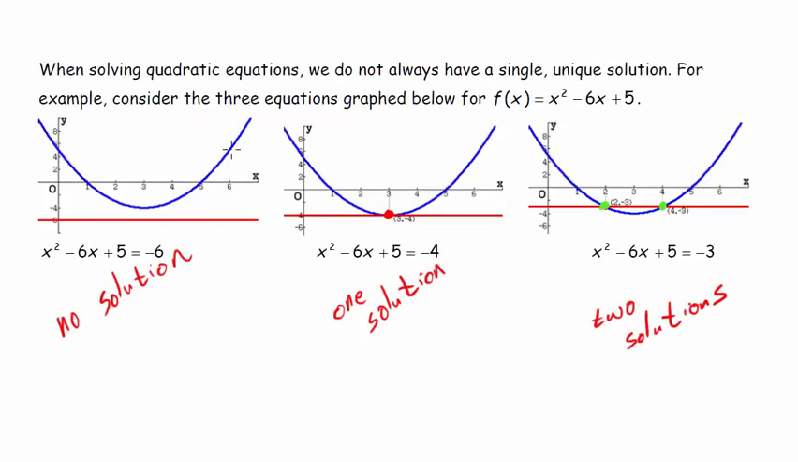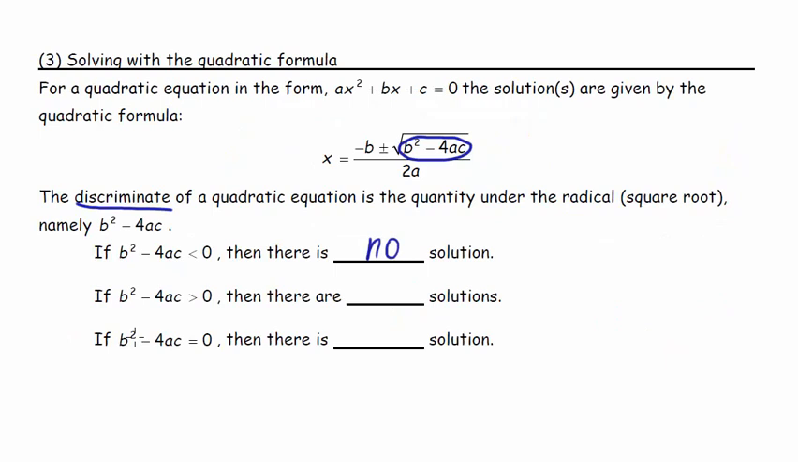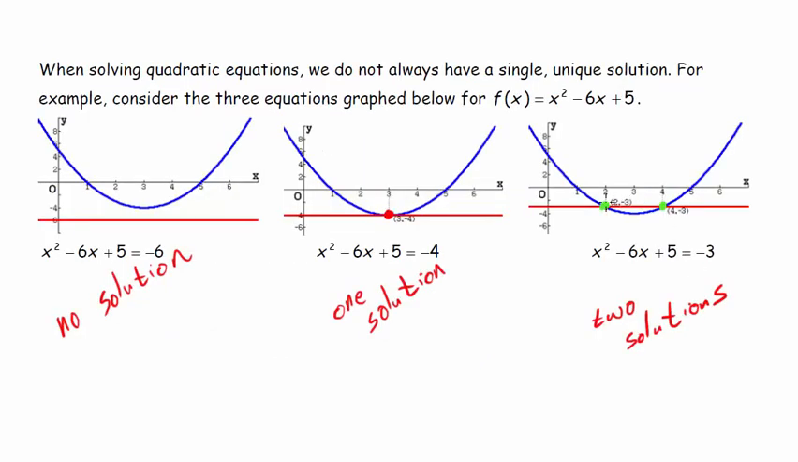Here's my left-hand side of the equation, my right-hand side of the equation, those are never the same. If this value is positive, we're going to have one positive root and one negative root. So this would be when we have two solutions over here, where we intersect in two different spots.